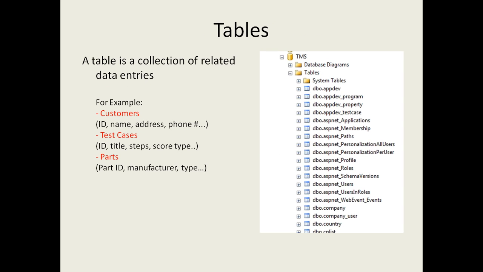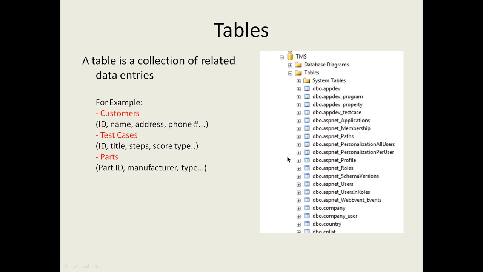So what is a table? A table is a collection of data entries that are related. For example, you can have a table for customers where you keep the name of the customer, the address, the phone number, the ID of the customer within the company. Or you can have, for example, in the case of TMS, just to make a specific example, the test cases, where you have the title of the test case, the steps, the type of score that you want, if it's a pass or fail or a score.